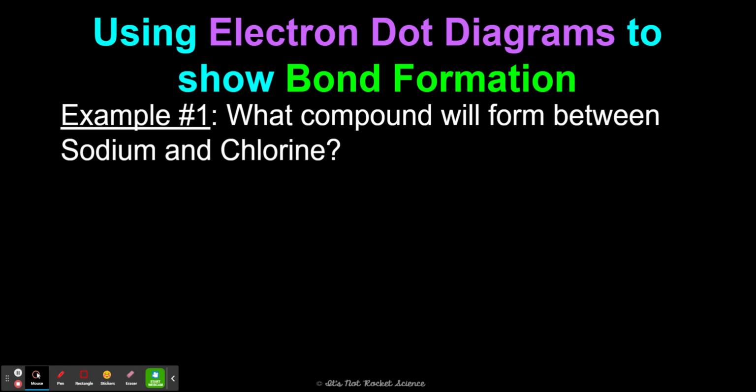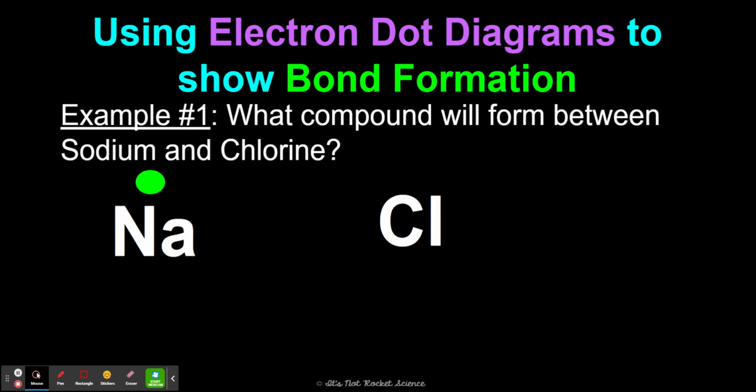So, what compound is going to form between sodium and chlorine? We've seen this before, and this is an easy example. So first, I draw my electron dot structures. Sodium's in group 1. It's got 1 valence electron. Boom, there's my electron dot structure for sodium. Chlorine, group 17. Boom, got 7 valence electrons. Now, this sodium wants to give up an electron. Chlorine really wants to gain one, so it'll fill up that valence shell.